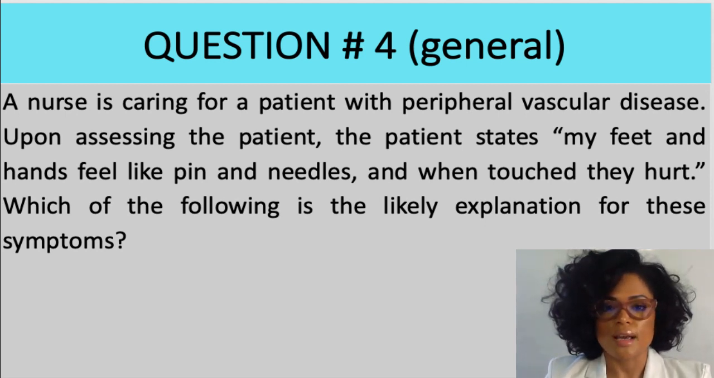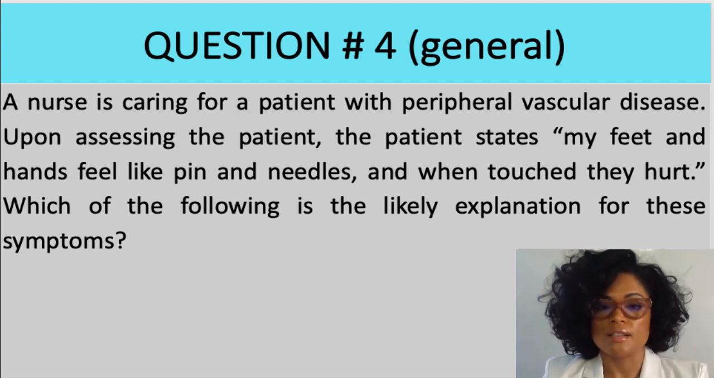So the question is asking me about peripheral vascular disease and what signs and symptoms you would see. So what is peripheral vascular disease? I know that this is a circulation problem that the patient has because the lower extremities are not getting enough oxygenation due to the peripheral vascular problem. They are not getting that oxygen that they need to survive.